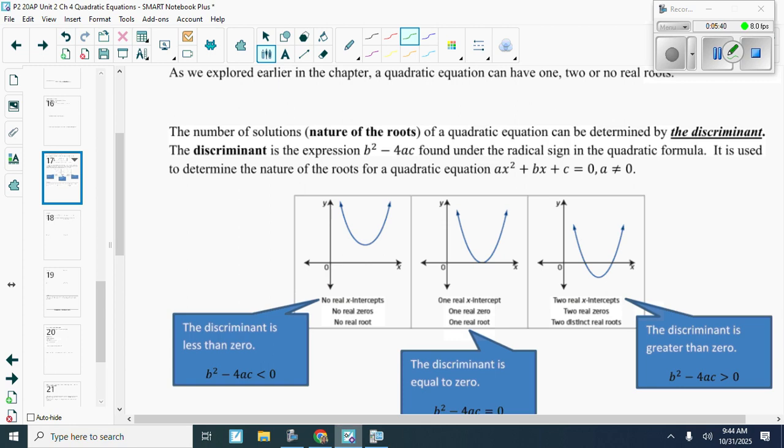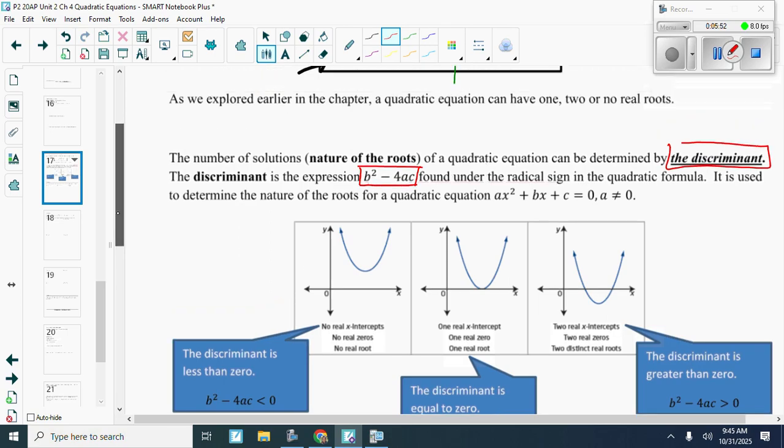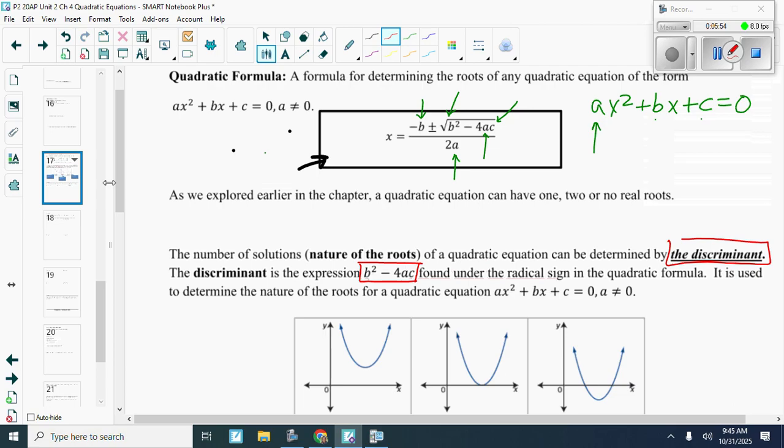Okay, we have something called the discriminant. The discriminant is this part of the quadratic formula. It's the radicand. It's the part that's under that square root sign. Okay, b squared minus 4ac. This portion here is called the discriminant. And that just tells us the nature of the roots.